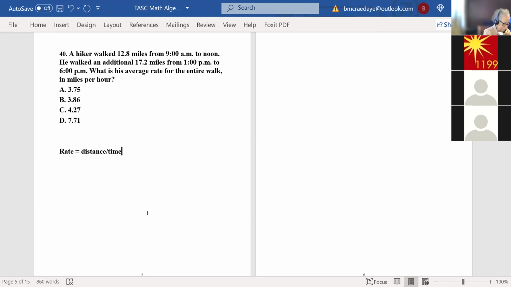12.8 minus 17.2, yeah, 4.2. You got your distance. You can calculate your time from 9 to noon. That's one of the times. From 1 to 6 is another of the times. So add up all your distances, divide by your total time, and that will give you your average rate.